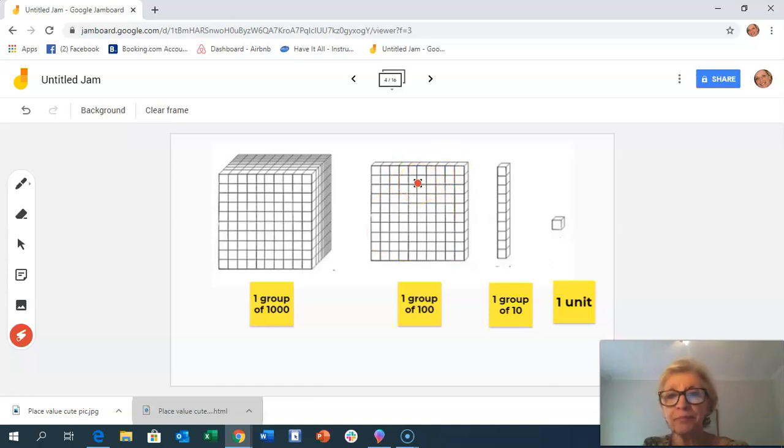But now we're looking at 1,000. What does 1,000 look like? Well, this is what it looks like. And there are 10 of these 100 flats in one big pile of 1,000.